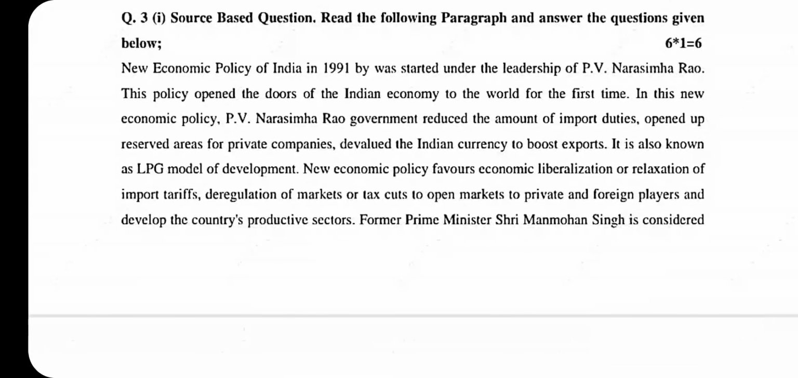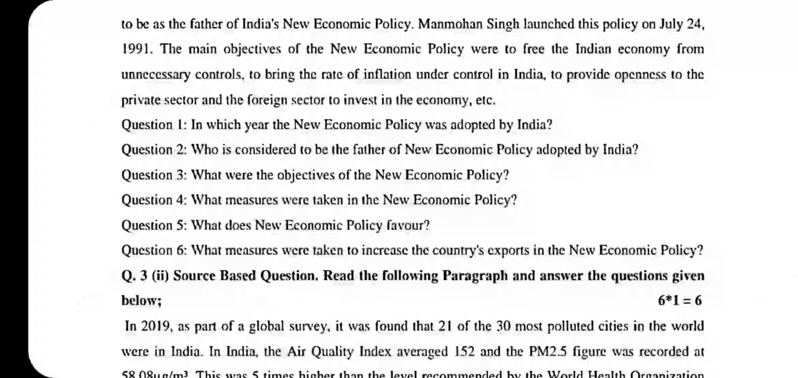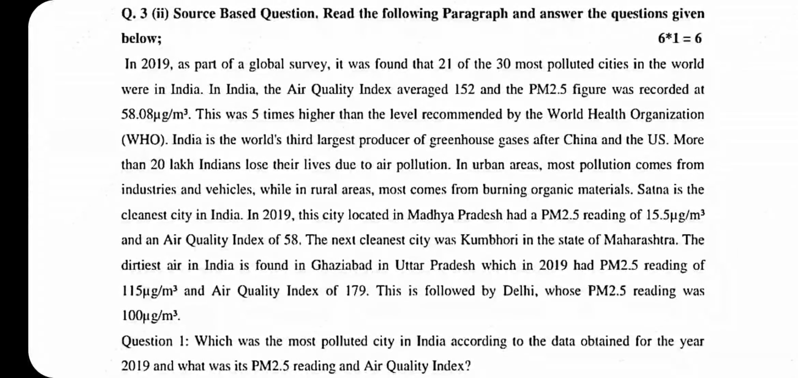Q3. 2. Which was the most polluted city in India according to the data obtained for the year 2019, and what was its PM2.5 reading and air quality index? Ghaziabad, 115 micrograms per cubic meter, 179. Which was the least polluted city in India according to the data obtained for the year 2019, and what was its PM2.5 reading and air quality index? Satna, 15.5 micrograms per cubic meter, 58.